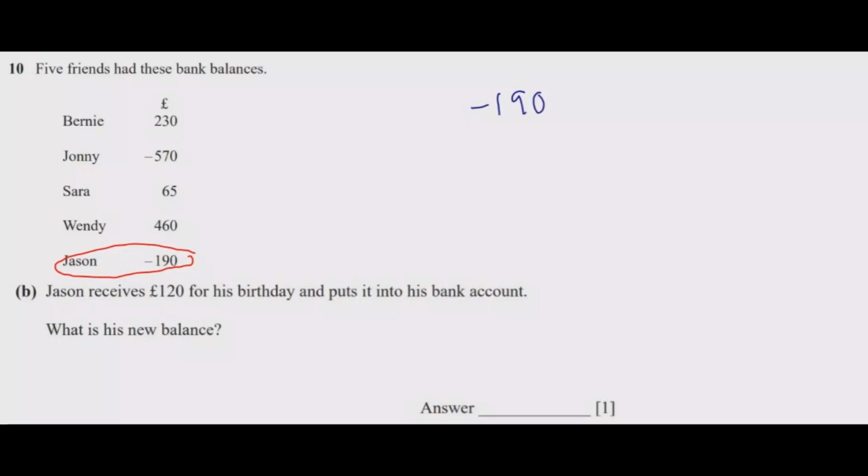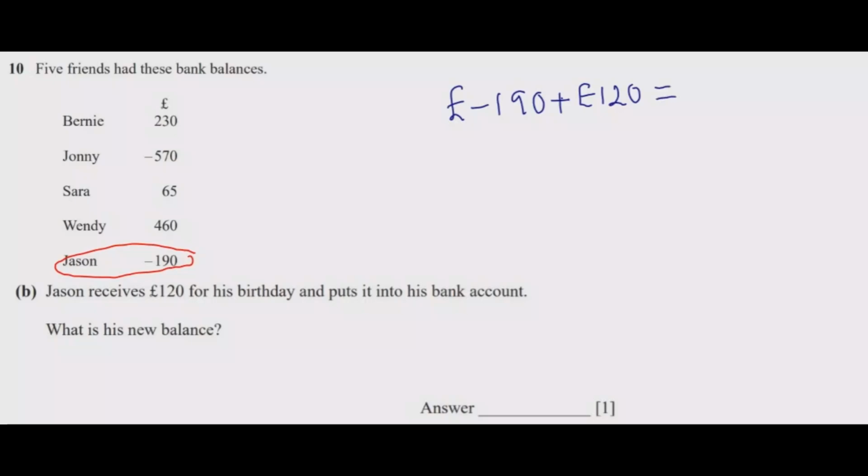If this is the money that is in his account, then he's given 120 pounds and he puts it into his account. That means he's adding money in his account. So we say plus 120 pounds, which he has added in his account. Then we can evaluate this. What will be in his account?